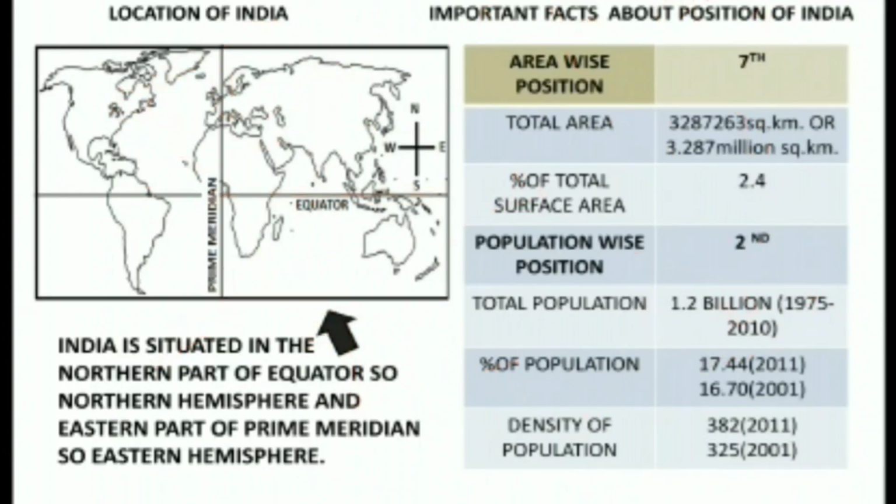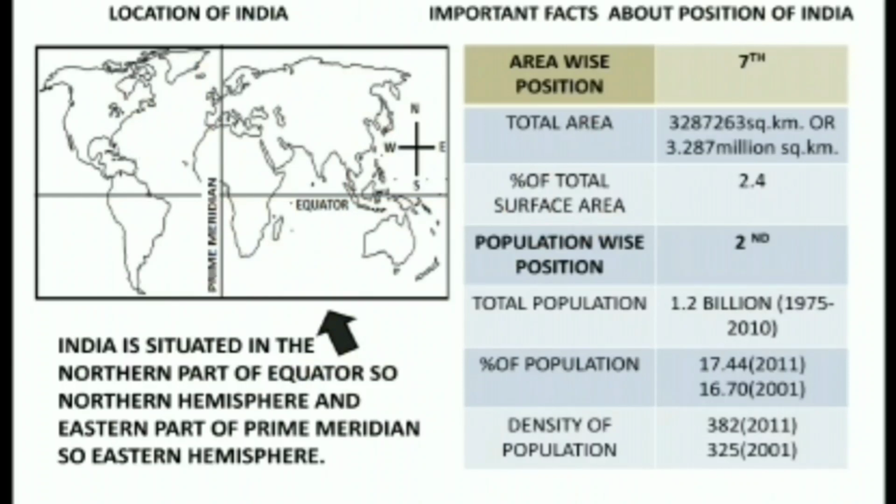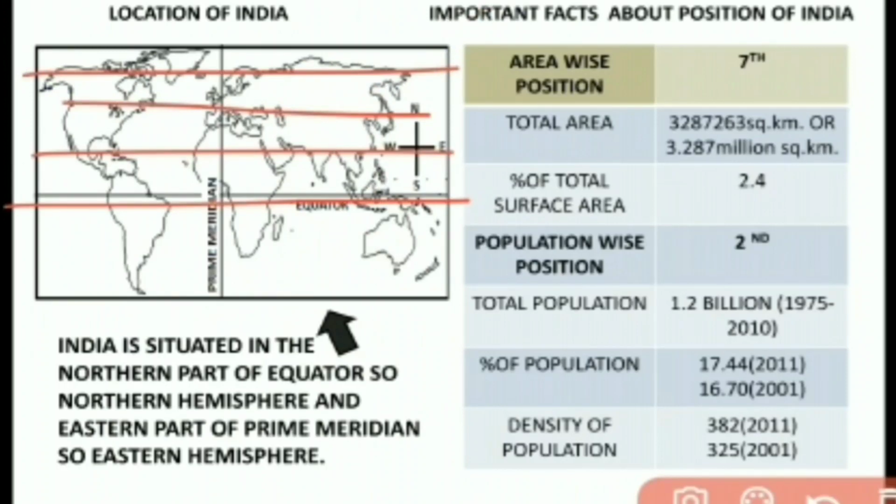Among all the 181 latitudes, the equator is the central one. We denote the equator by 0 degree, and by the equator the whole world is divided into two parts. The northern part is known as the northern hemisphere and the southern part is known as the southern hemisphere. On the basis of this equatorial line, India is located in the northern hemisphere. All these latitudinal lines are parallel to each other. So what is the meaning of parallel?